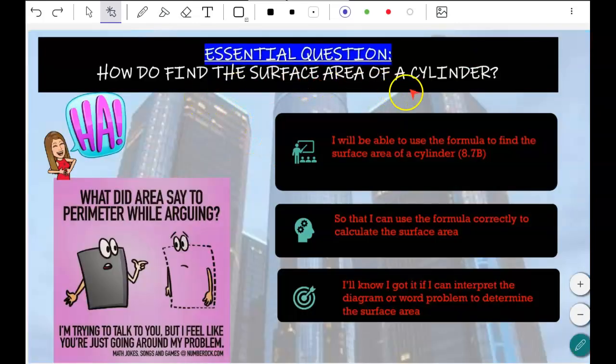So, how do I find the surface area of a cylinder? I will be able to use the formula to find the surface area of a cylinder so that I can use the formula correctly to calculate the surface area. I'll know I got it if I can interpret the diagram or word problem to determine the surface area.